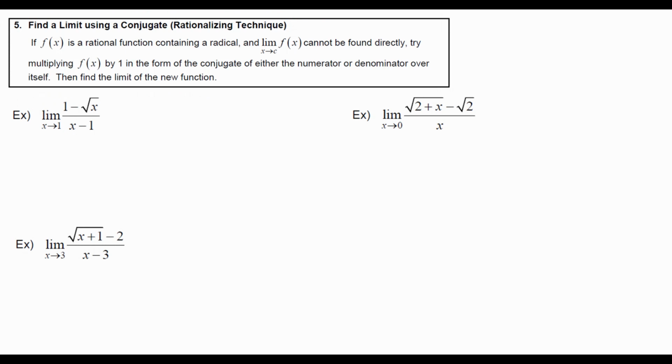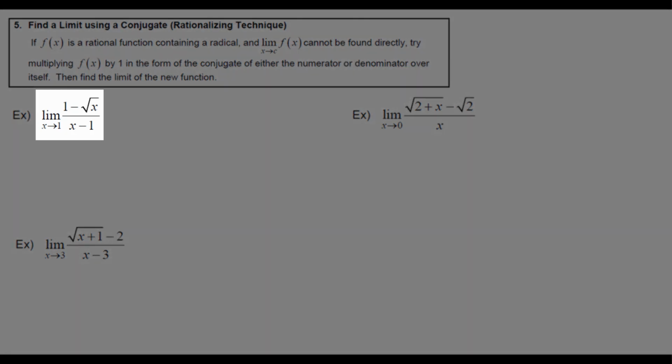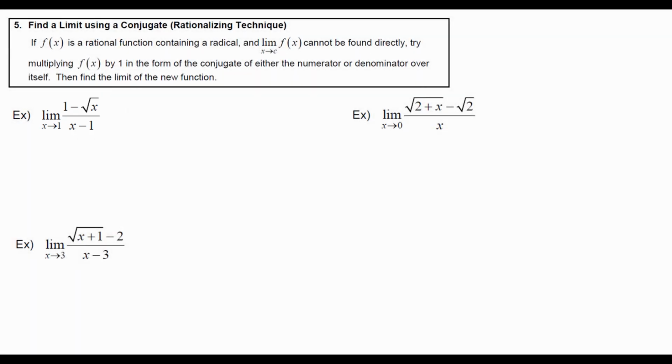Because all you have done is multiplying the expression by 1, it's not going to change the value of the limit, but rather it changes it to a different form where direct substitution is possible. So look at this example. First example, I have the limit of quantity 1 minus radical x over quantity x minus 1 as x approaches 1. And if you plug 1 for x, I get 1 minus 1, which is 0, over 1 minus 1, which is 0. So as you see, direct substitution doesn't work.